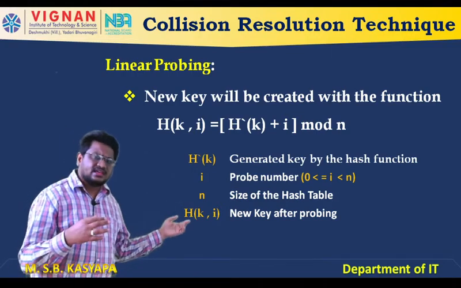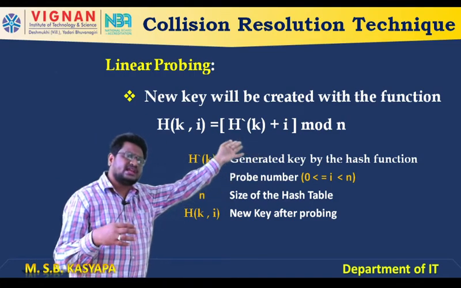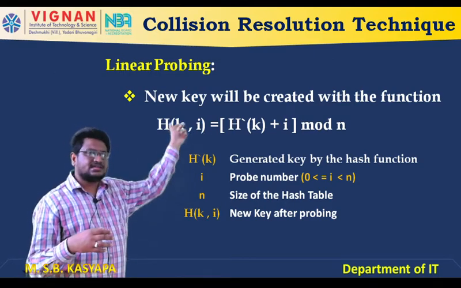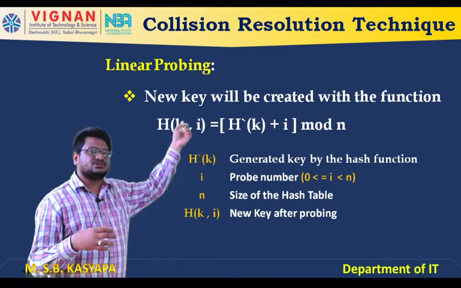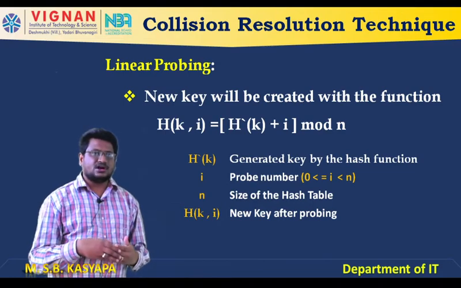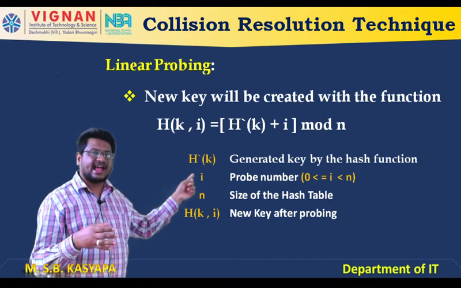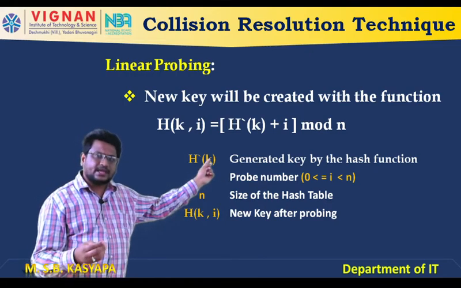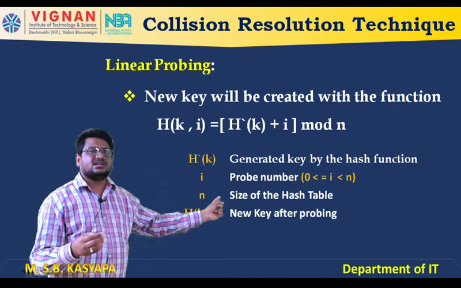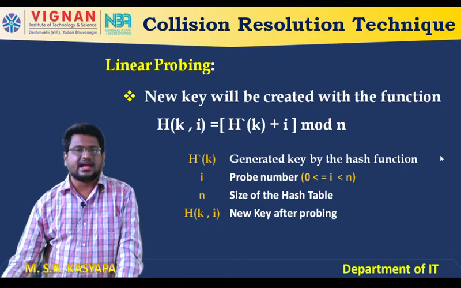Now, h of k, i is nothing but, whatever process we are doing here, it will create a new key or new address, that will be known as h of k, i. It is the new one. So, it is created by the linear probing methodology. How can I do it? First I will add this i, the probing number, to the generated key. Next I will take modulo with n, that is the size of the hash table. Then the result will be known as the new hash key.